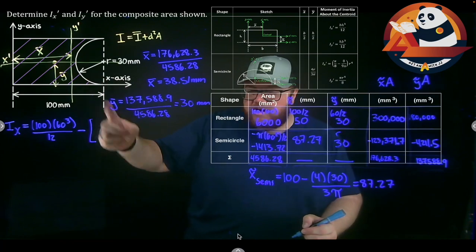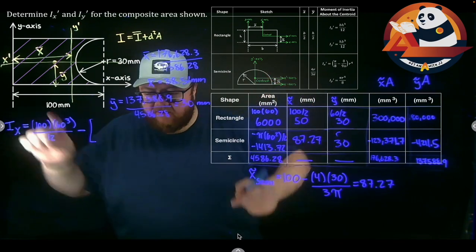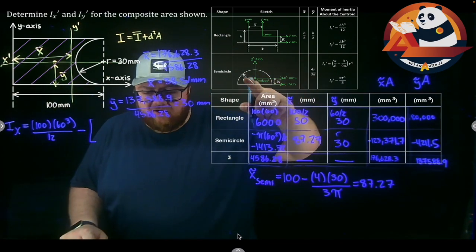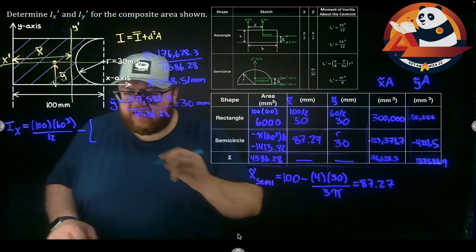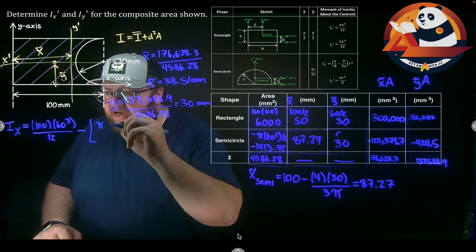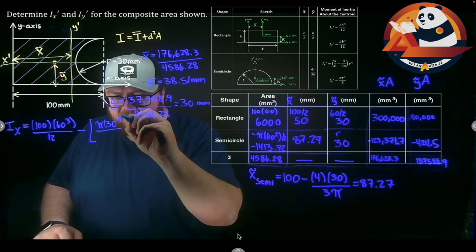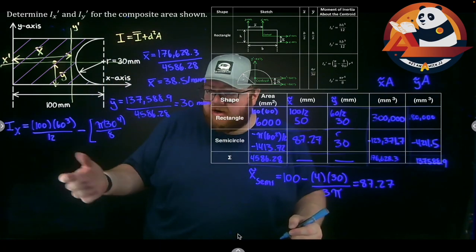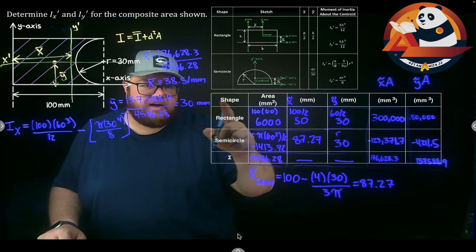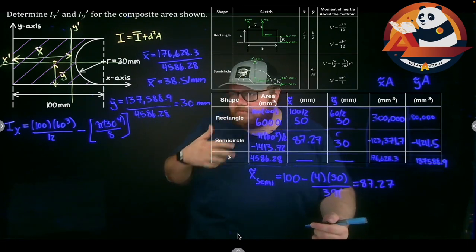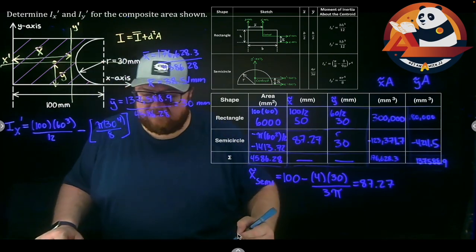But I'm saying for a semicircle, my y-axis is going perpendicular to the flat side, or my x-axis here that I'm working with is perpendicular. That correlates to the y prime axis in my table. So I want to take Iy prime, pi r to the 4th over 8. So times pi times my radius, 30 to the 4th over 8. And again, plus d squared A. My distance, though, here, it's 30 for each term in here. For y tilde and y bar, that distance is 0 then. So my d squared A is 0. This is it for my Ix prime.